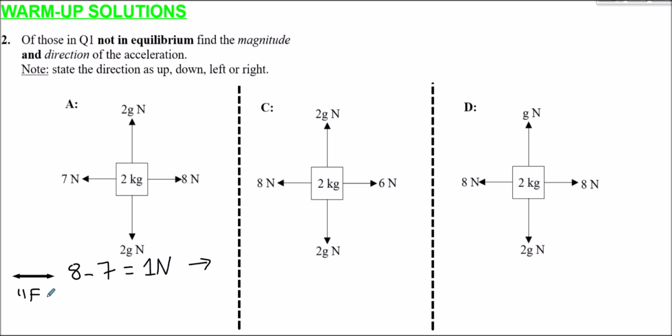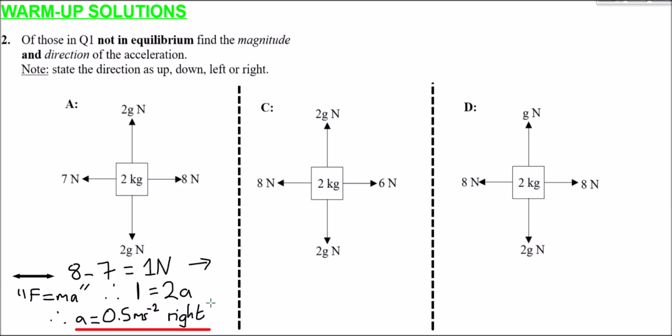We can now apply F equals ma. The resultant force is 1 newton to the right, and that's going to equal the mass, which is 2, multiplied by the acceleration. If you now divide both sides by 2, therefore the acceleration is 1 divided by 2, which is 0.5 meters per second squared, going to the right. So that's it for 2A. Whoops, wrong arrow type.